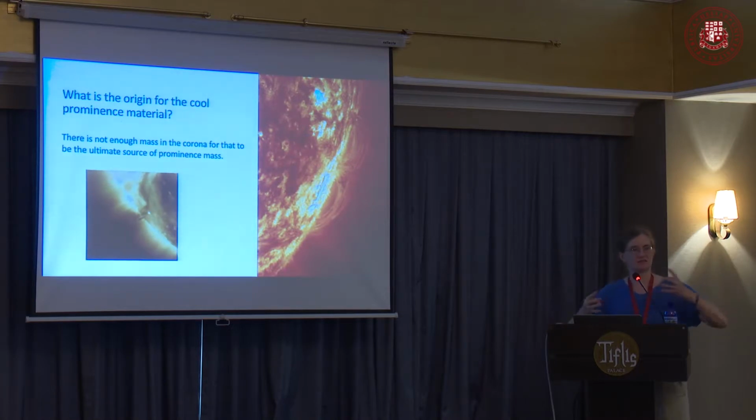It's got low density, maybe it's just all going into the prominence, but there's just not enough mass for that to work. We need another source of prominence mass that's not just the ambient corona. Ultimately, it has to come up from the chromosphere in some fashion. The question is how.